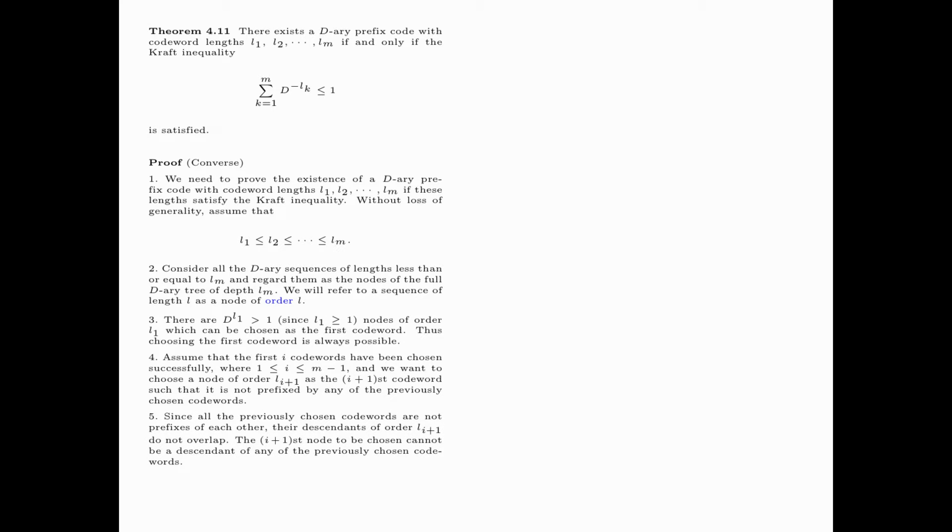Since all the previously chosen codewords are not prefixes of each other, their descendants of order L_{i+1} do not overlap. The (i+1)th node to be chosen cannot be a descendant of any of the previously chosen codewords. This is illustrated in the figure.